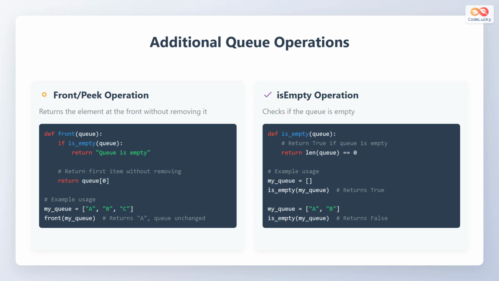The second operation is isEmpty. The isEmpty operation checks if the queue is empty. Here is the Python code. This code returns true if the queue is empty.